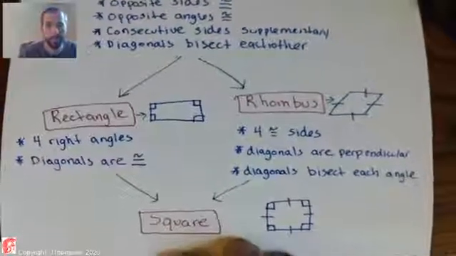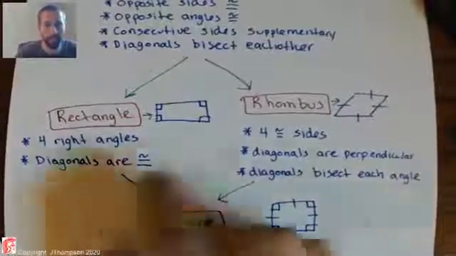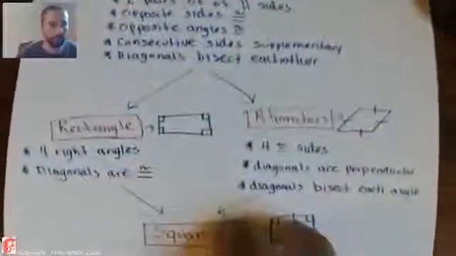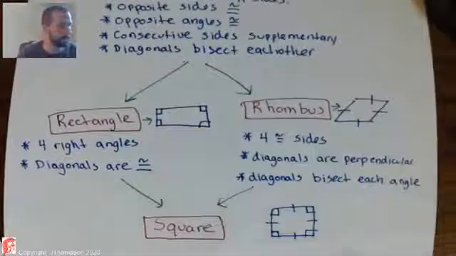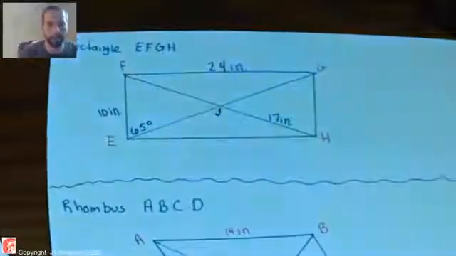So I don't have any additional properties to write about squares. Properties of squares just contain every single one in this flowchart. All right, so now let's take a look at some examples and how we can apply these different properties. So I have an example of each, so you can write these down so you have a good reference.